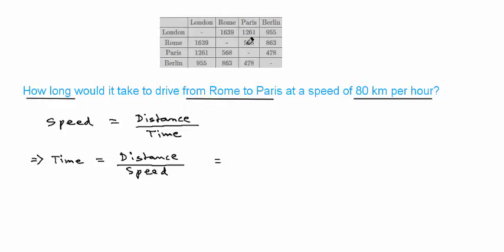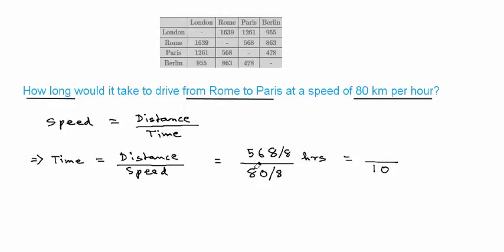And in this case, the distance between the two cities, Rome and Paris, from the chart is 568 kilometers. So we have 568 over the speed, which is 80 kilometers per hour. So this many number of hours. And you could actually simplify this. Divide this with 8 and this with 8. So you have 10 on the bottom, 80 divided by 8.